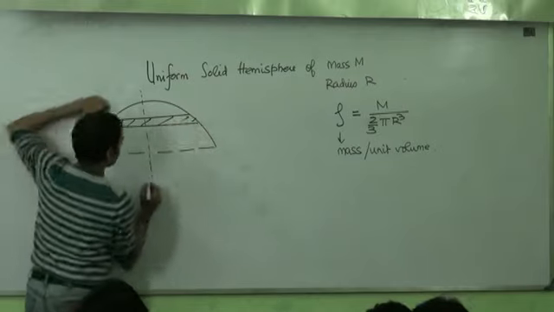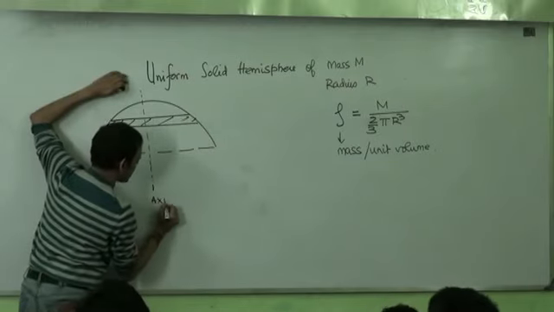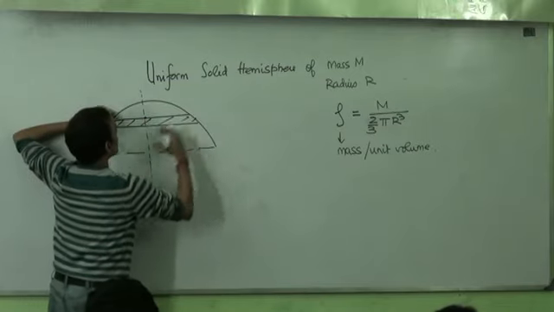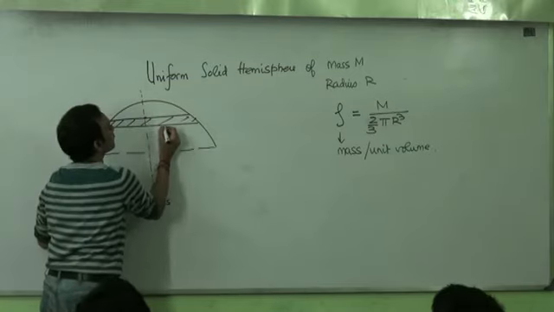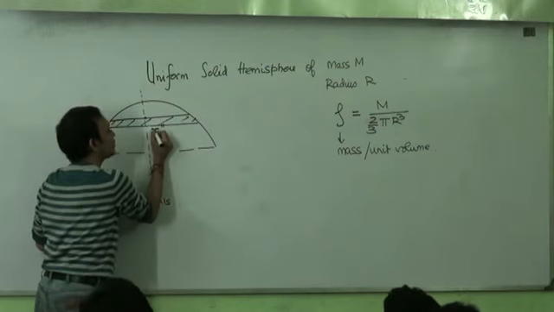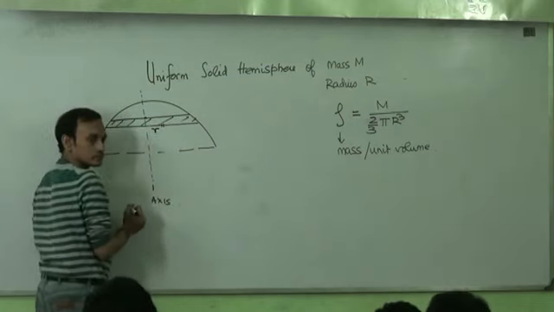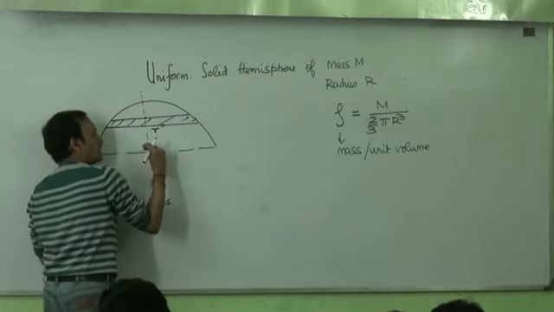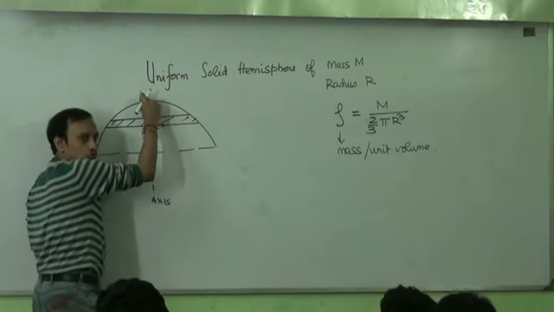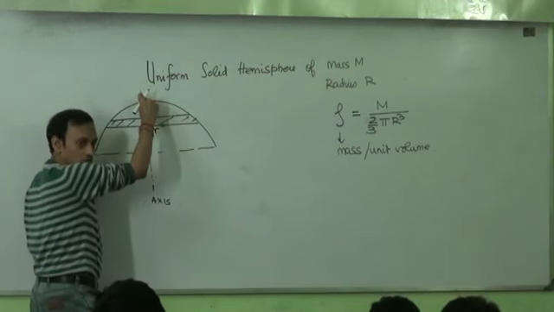These are coaxial disks. This is the common axis of all the disks. Let's say this is a disk of radius small r. To constitute the solid hemisphere, small r would run from capital R to, yes or no?